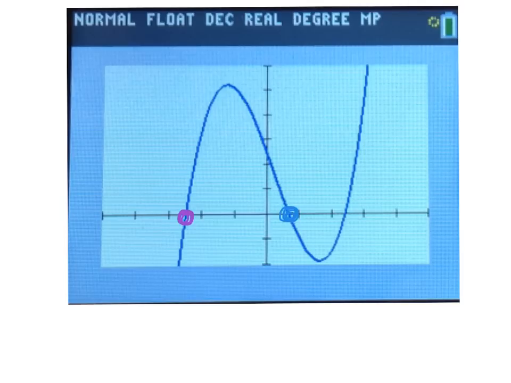And so I go into, I'm hitting second trace, taking me to the calculate menu. I'm hitting choice number 2. And again, the first thing the calculator is going to ask us for is the left bound.